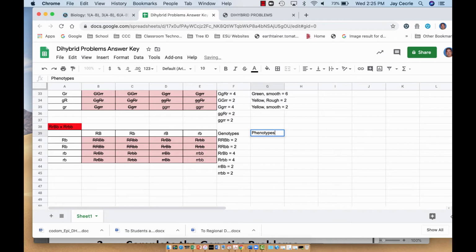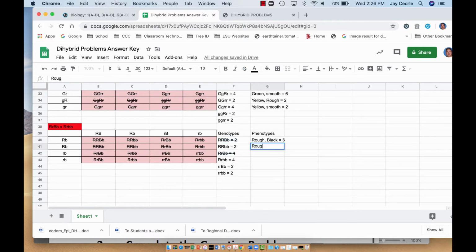Phenotypes. Okay, anything with a capital R and a capital B is going to be rough, black. So there's 2, 4, 8. There's only 2 and 4, so there's 6, because this one here, since it's lowercase b, that'd be white. So 6 out of the 16 should look like that. I'm going to go ahead and, since that's out of order, just cross that through.